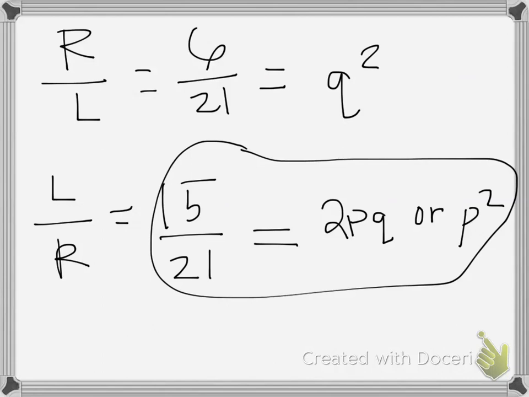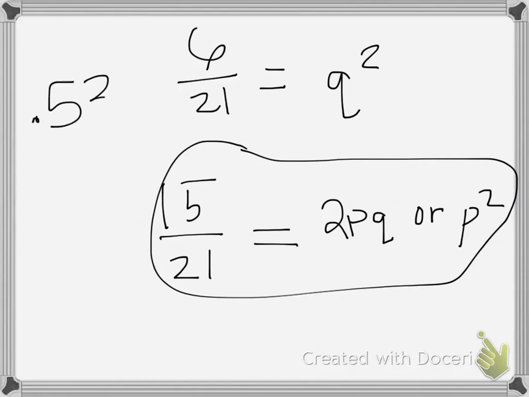Okay, so we know that 6 over 21 is q squared, right? I'm going to erase the right over left and left over right because that part's not important. So you're going to take 6 and divide it by 21, and you're going to mash your square root button. And I got 0.53.